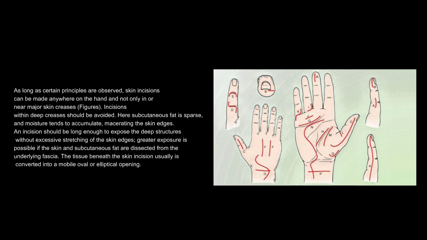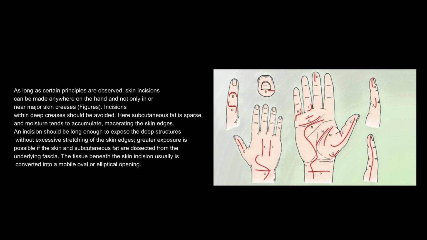As long as certain principles are observed, skin incisions can be made anywhere on the hand and not only in or near major skin creases. Incisions within deep creases should be avoided. Here subcutaneous fat is sparse, and moisture tends to accumulate, macerating the skin edges.